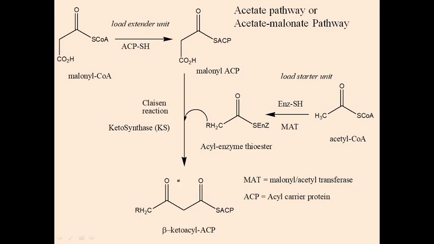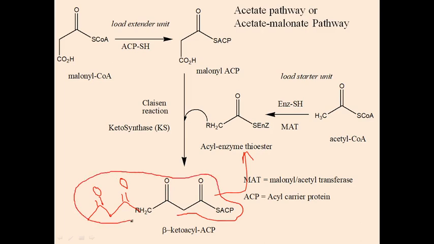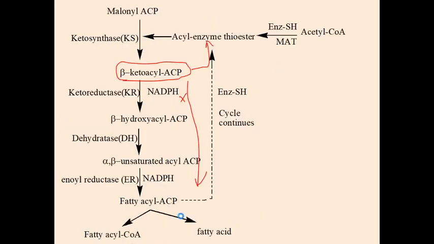But in some cases, if the plant has to synthesize aromatics, then what will happen? This will enter the cycle again, and 2 carbons will be added, and this type of compound will be formed. And again this will enter the cycle, and again an acyl group will be added, and this type of compound will be formed. And from this class of compound, aromatics can easily be prepared by a plant or microorganism.